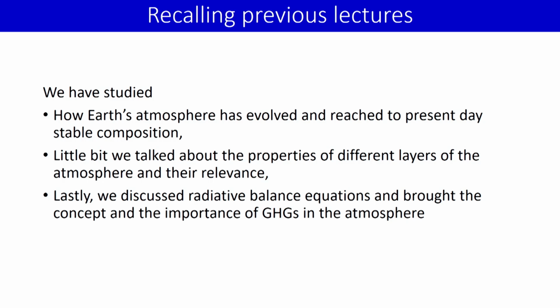In the same lecture we also talked about the properties of the different layers of the atmosphere: the lower stratosphere, stratosphere, troposphere, mesosphere, ionosphere, and what their properties are. So, we have done that also. And lastly, we discussed the radiative balance equation. Assuming that there is no atmosphere, what would the temperature of the Earth's surface have been? We calculated the temperature, and based on that we brought in the concept as well as the importance of greenhouse gases in the atmosphere. So, these few things we studied in the previous lectures.